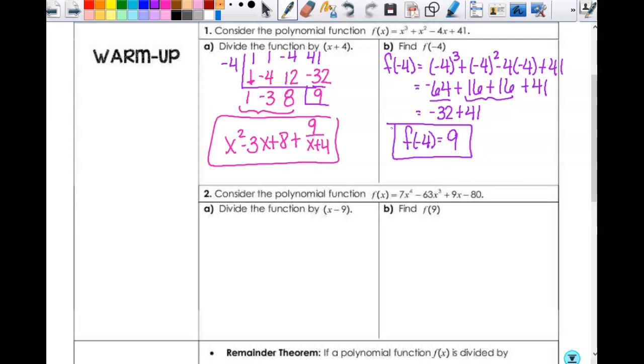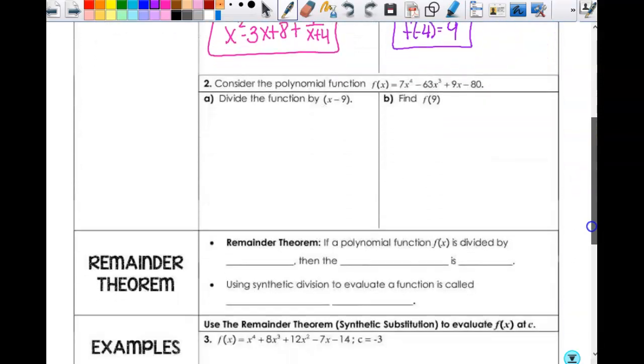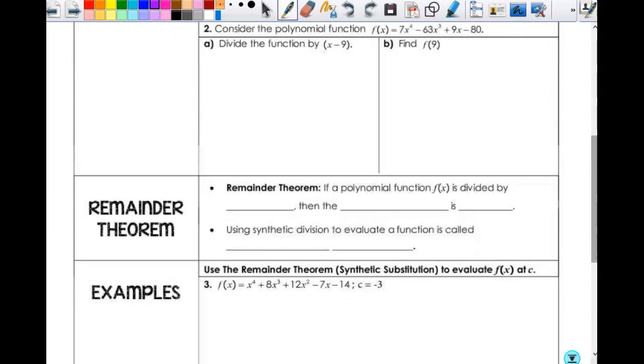All right, let's do number 2, and then we'll come back and talk about that. On number 2, it says consider this polynomial function. So we are going to divide by x minus 9. So what goes on the outside? 9. And then my numbers in here are 7. Then what? Negative 63. Then what? 0. Yeah. And then 9. And then negative 80. Be really careful with those zeros.